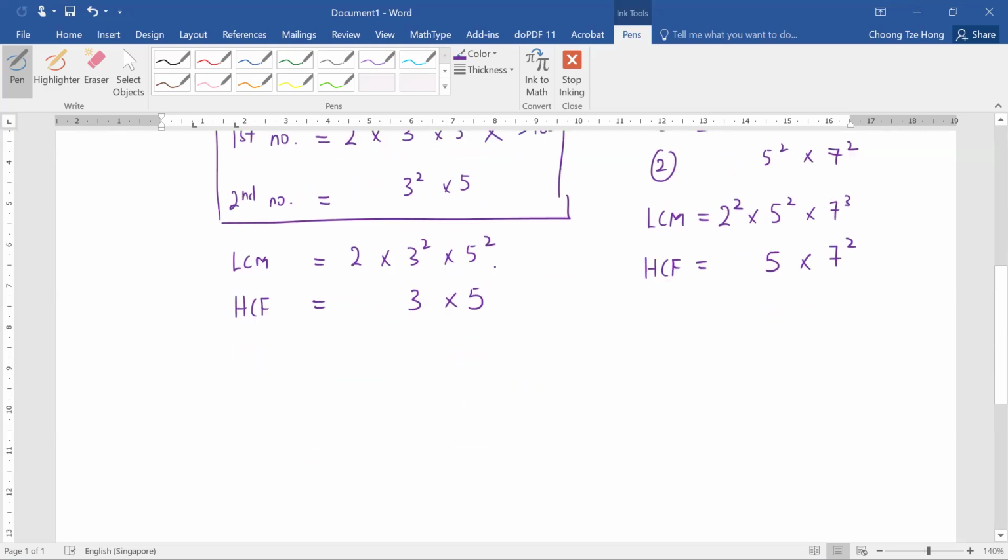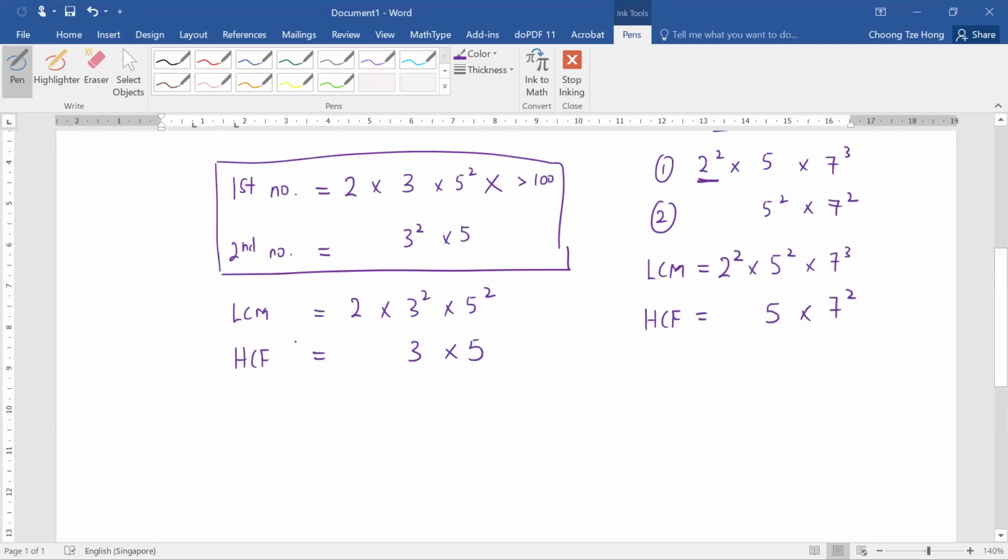Let's find the first number and second number below over here. One must have a 2, the other one has no 2. This one is quite obvious. Remember just now we put the 3 square on top. Why not we try to put the 3 on top instead and the 3 square below? And then we see whether we will be able to fit in the 5 square or not.